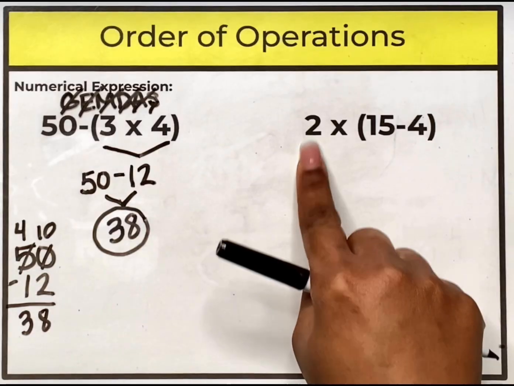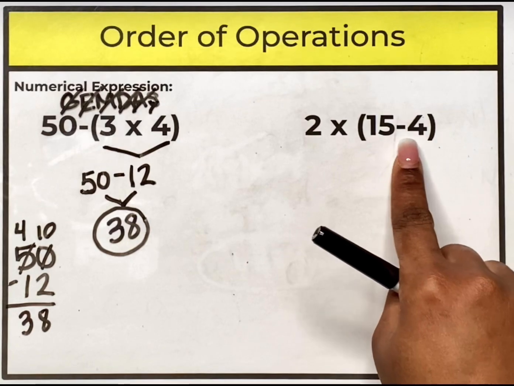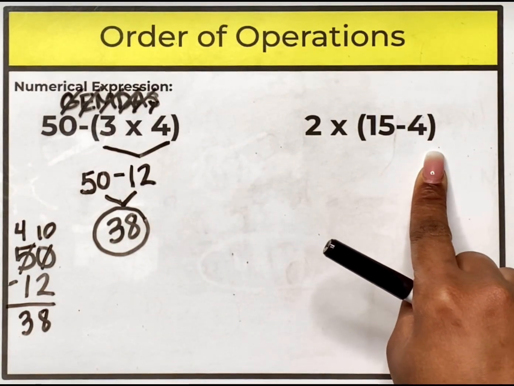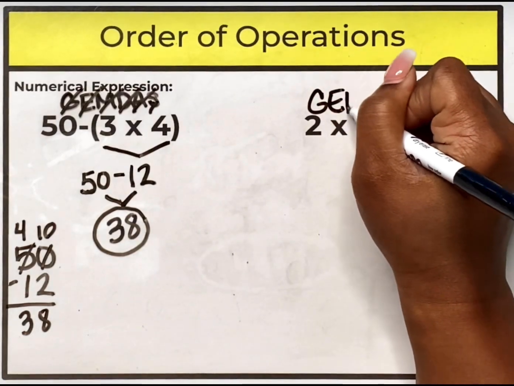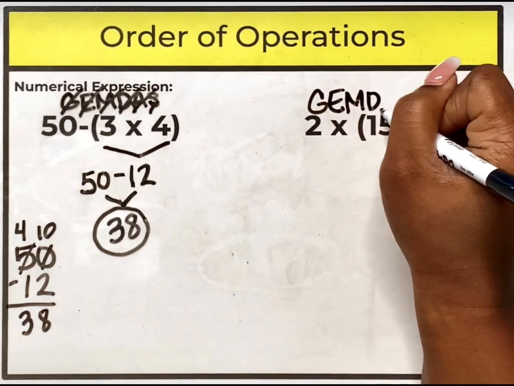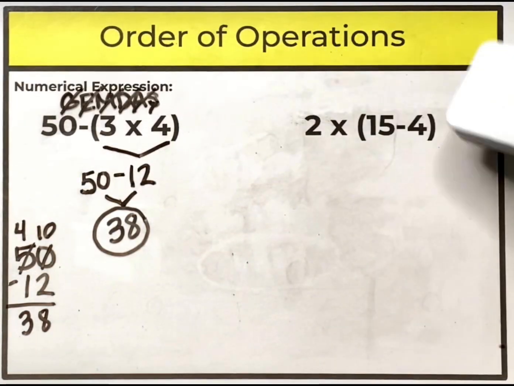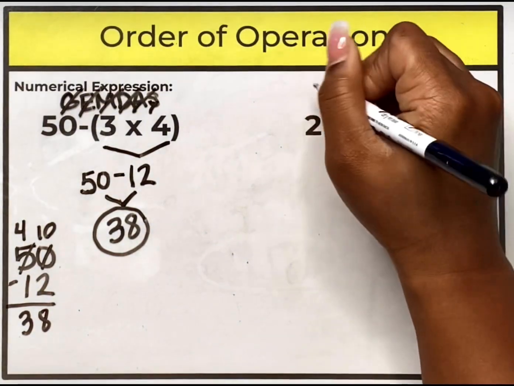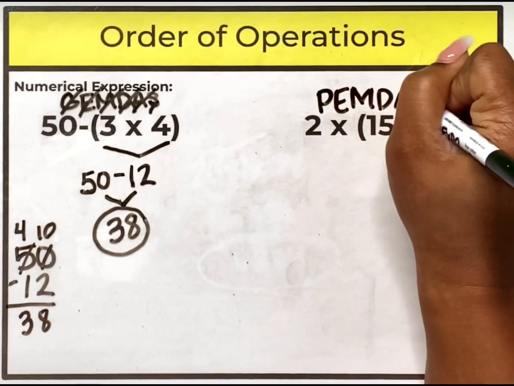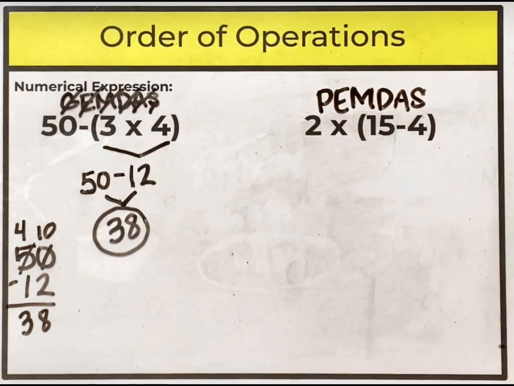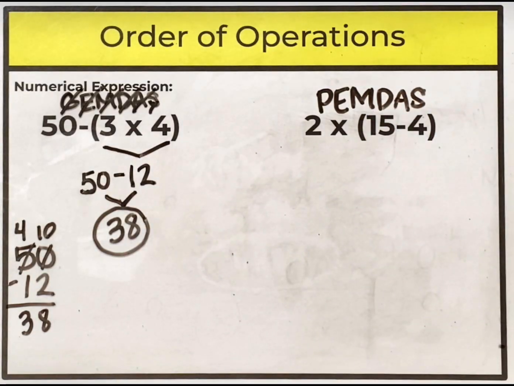Let's write. Number 3 is 2 times, open parentheses, 15 minus 4, close parentheses. Right. GEMDAS. You know what? I'm going to write PEMDAS for my friends who use the P. Okay, again, the P stands for parentheses. So we see here we have a multiplication sign, parentheses, and a subtraction symbol. What are we going to do first?